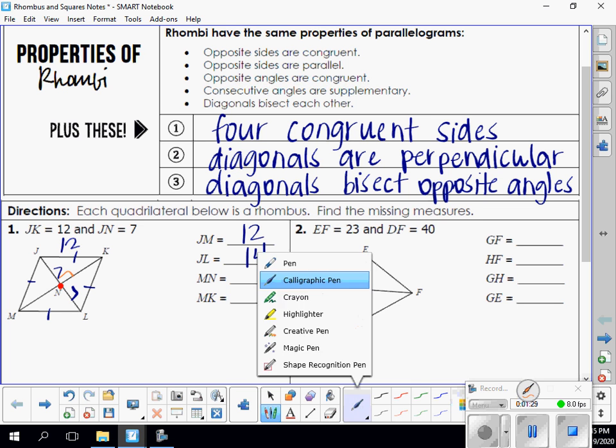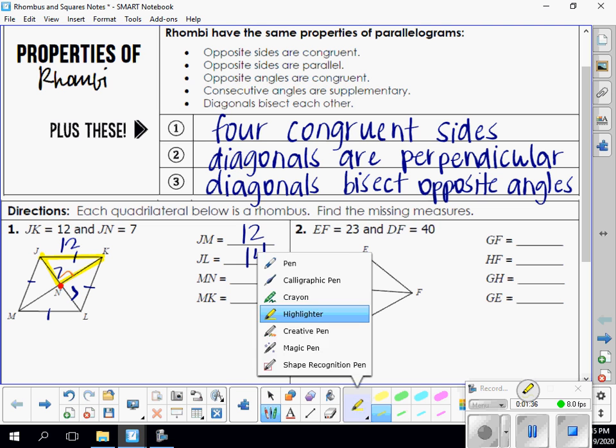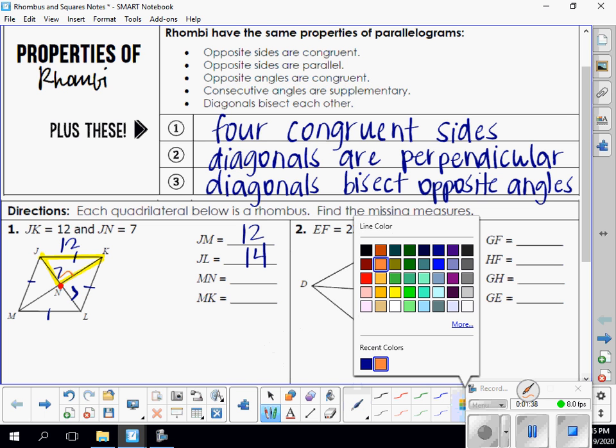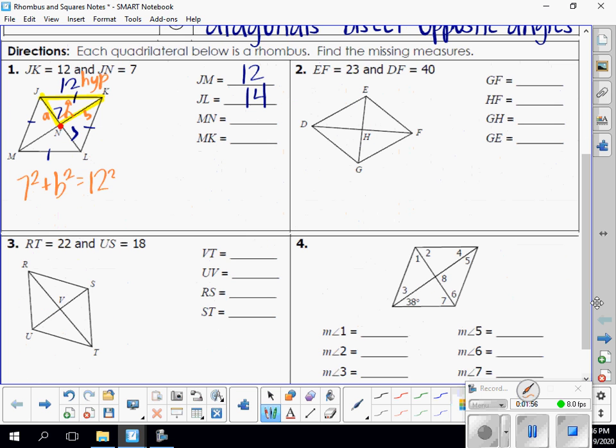So just like we saw in a rectangle, we have a right triangle forming. And whenever we have a right triangle form, we can use our Pythagorean theorem in order to solve for the length of that side. So, across from my right angle is always my hypotenuse. I'm going to make 7 a, and the side I don't know, b. So I have 7 squared plus b squared equals c squared. That's going to lead me to 49 plus b squared equals 144.